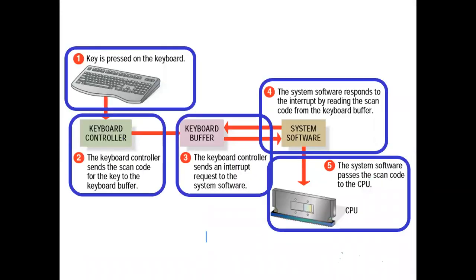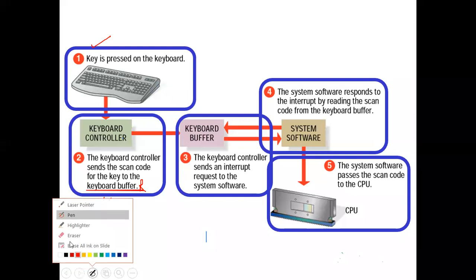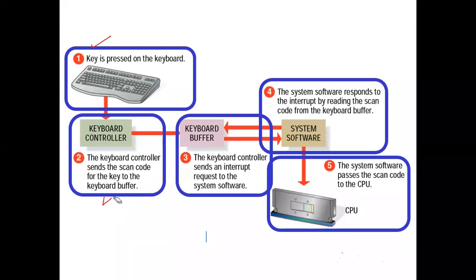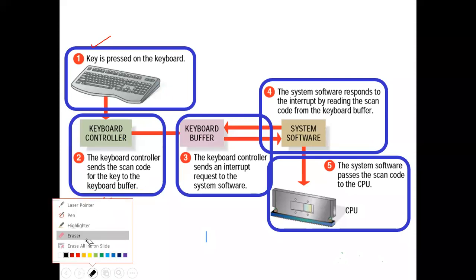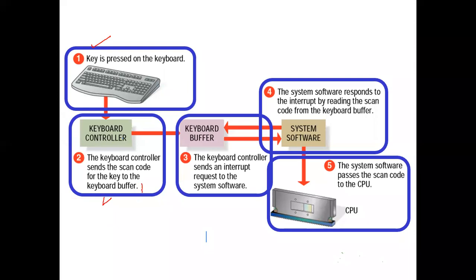So this is what translates into code. Key number one here, we are saying a key is pressed on the keyboard, and then the keyboard controller, what does it do? Number two here, the keyboard controller sends the scan code for the key to the keyboard buffer, which is a register, right? Now the keyboard buffer keeps this particular keystroke that has been hit on the keyboard, right?